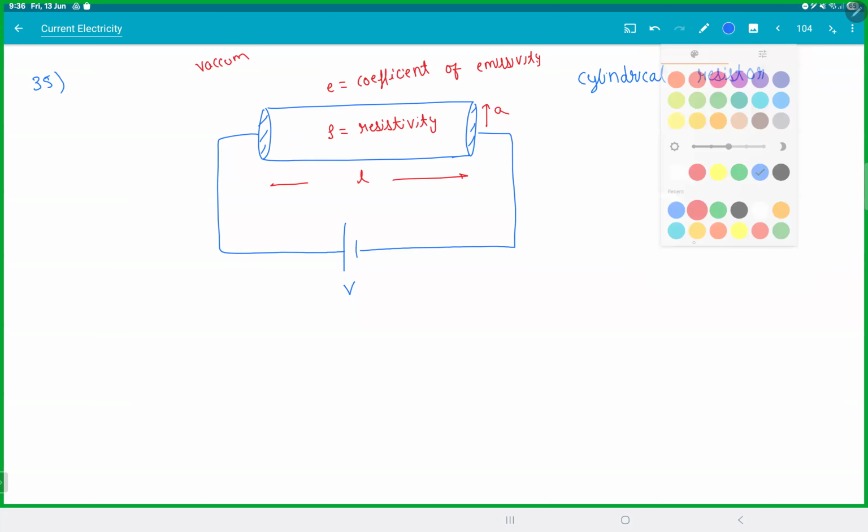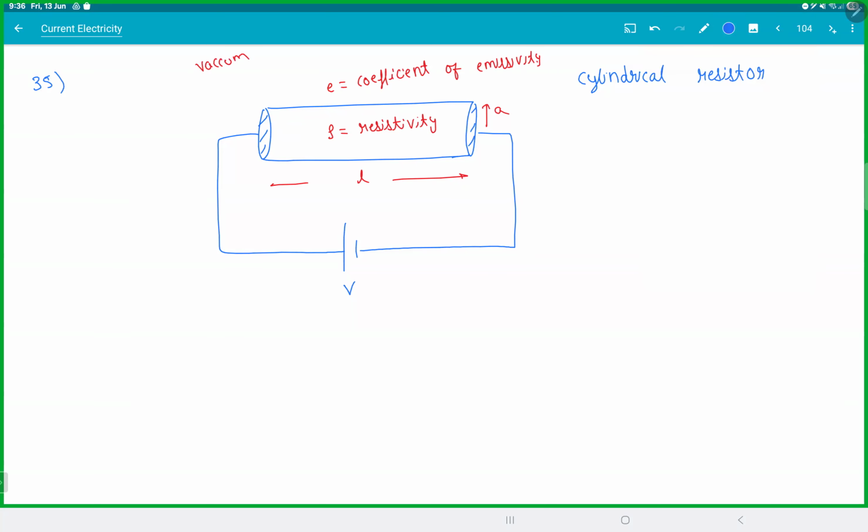So if you switch on the resistor, what will happen? It will produce heat. If it produces heat, it will start radiating heat. So temperature will keep rising. At some point, it will reach a steady state. Find the temperature of the resistor in steady state. Neglect any conduction.